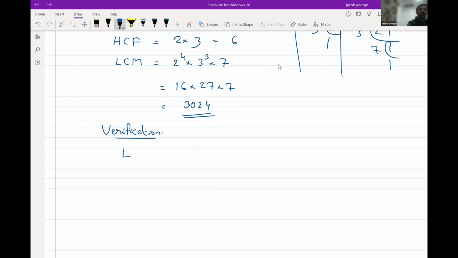LCM into HCF. LCM into HCF is equal to 6 into 3024. Please multiply 6 into 3024. How much are you getting? All of you, please multiply. Yes, those who have already done it, what is your product? 18144. 18144 is correct.